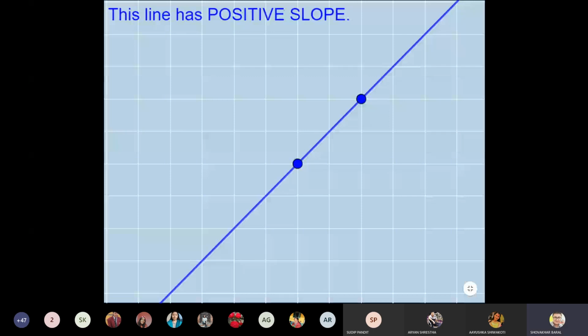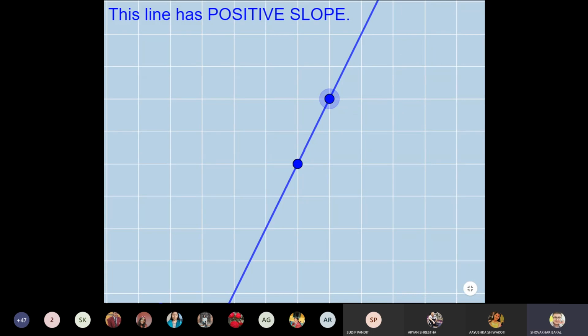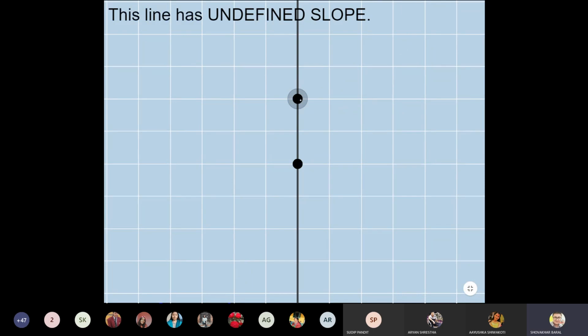So if this line is tilted in this way, then its slope is positive, and if it is tilted in this way, okay, can everyone see this or not? Are you able to see this? Yes, sir. So here, if this is vertical, straight vertical with the x-axis, there is no x-axis and y-axis here though.